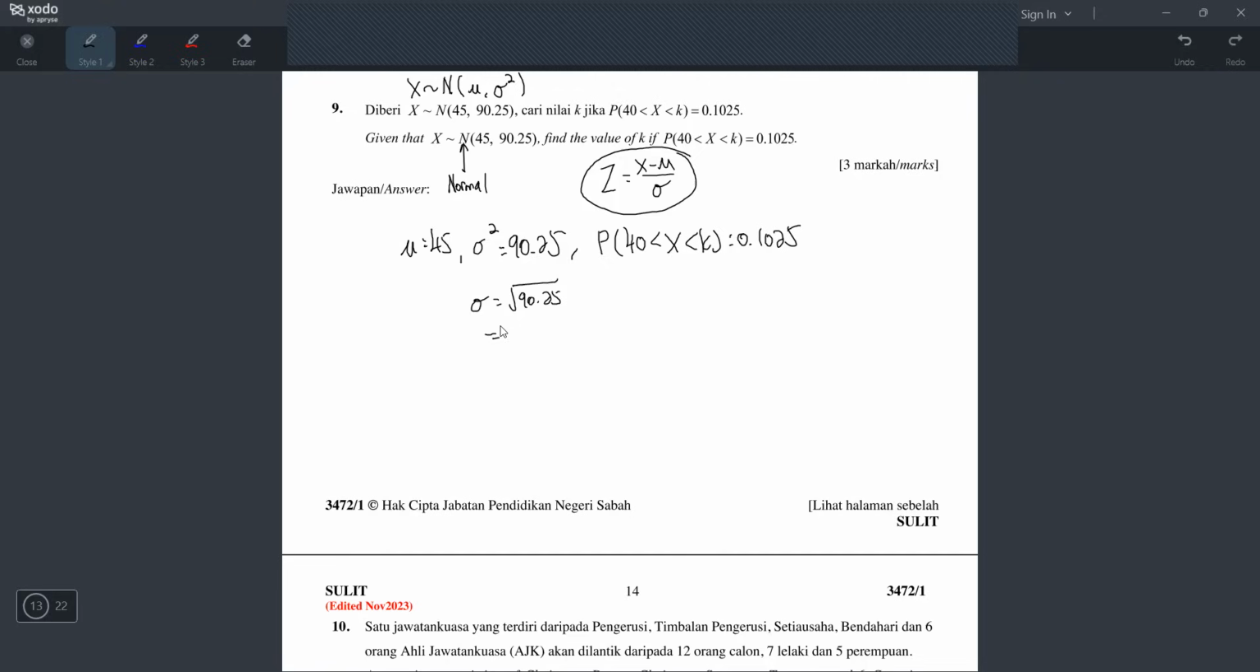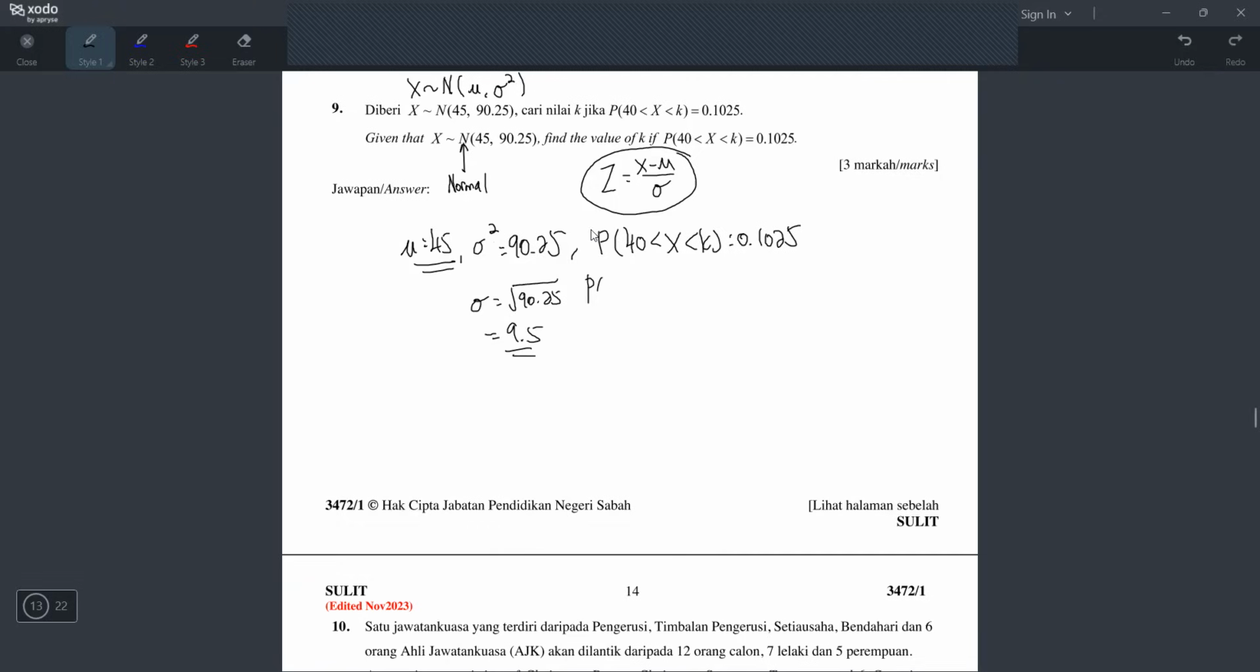The variance itself is useless for normal distribution, we don't use it. We only need the standard deviation in normal distribution. So this one is 9.5. So now we have our mean and our standard deviation. Now I can convert from X to Z freely. So now I can look at this information.